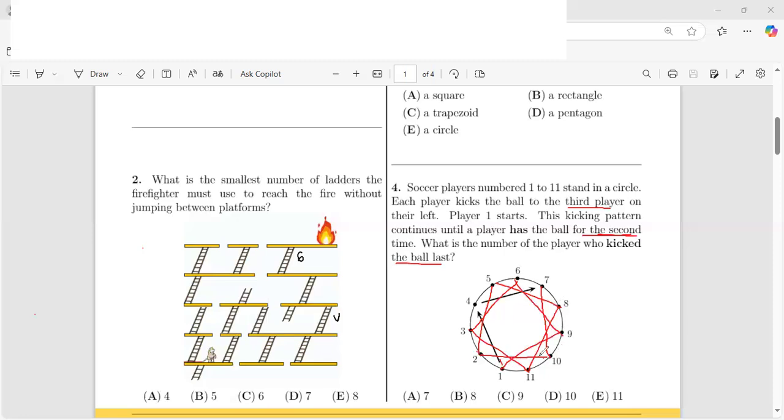Now, again from 9, when it comes to 1, the circle will start. So which player kicked the ball last? It was number 9, which is option C. So my answer is option C. You can pause the video and try to do this yourself. Let's move on.